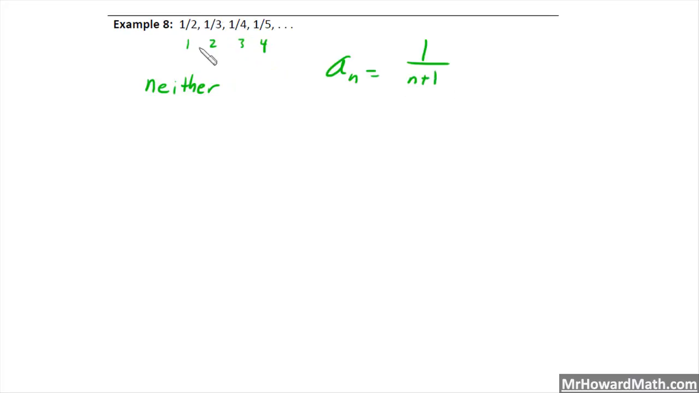Let's check it. If n is 1, that would be 1/2. Check. If n is 2, that would be 2 plus 1, or 3 in the denominator. Check. If n is 3, that would be 3 plus 1, or 4 in the denominator. Check. If n is 4, that would be 4 plus 1, or 5 in the denominator. Check. So this is the appropriate rule, but it is neither arithmetic nor geometric. That's it for this video.